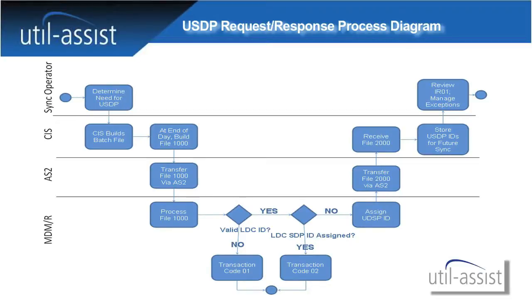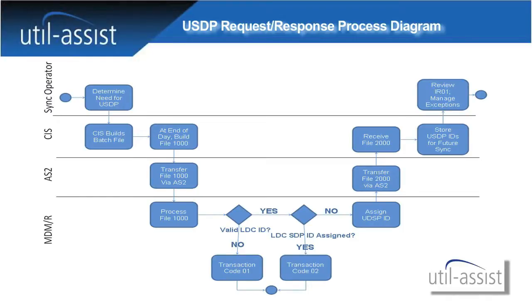These decision blocks down here will refer to some of the business rules for this interface. When the MDMR processes this file, one of the first pieces of logic they would use is, is this a valid LDC ID? So are you properly enrolled? Do you have the proper org ID in your file? If not, transaction code 01 would result. That's pretty easy to get through. This will be kind of a setup thing, and once it's set up in your CIS, it should run without a problem. So you move past that logic to, has this LDC SDP ID been assigned previously? If it has, you would get transaction code 2.